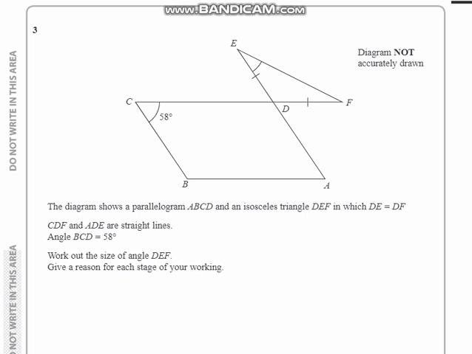The diagram shows a parallelogram ABCD and an isosceles triangle DEF in which DE equals DF. CDF and AEF are straight lines. Angle BCD equals 58, that's given. Work out the size of angle DEF. Give a reason for each stage of your working.